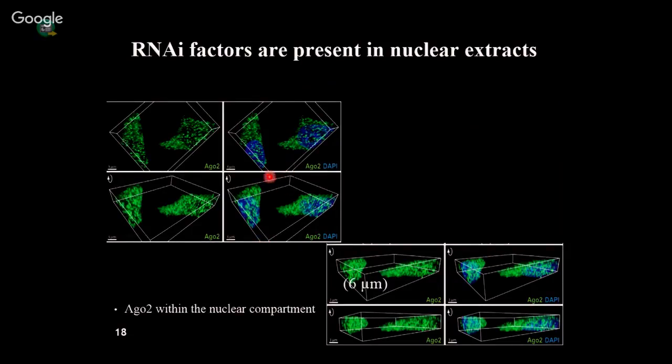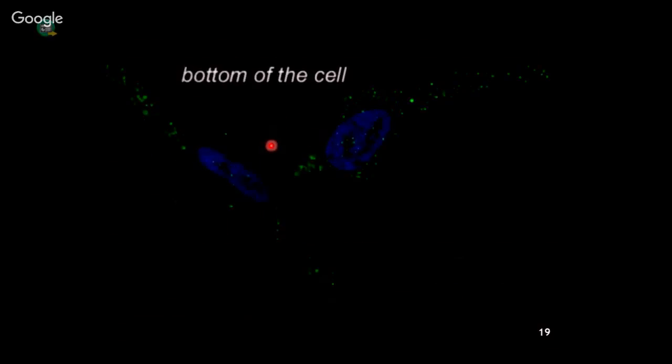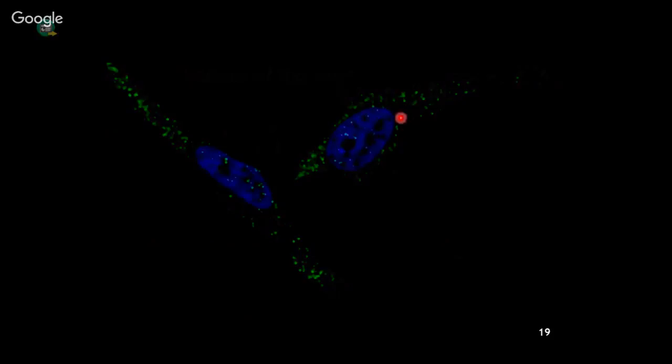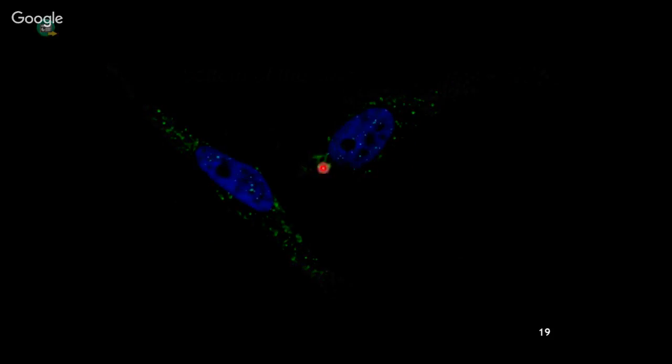And this is the result that showed in the nucleus. The blue one is DAPI, which marks the nuclei, and you can see the green one, AGO2 protein, is localized in the nuclei. So in this 3D image, you can see the RNAi factor AGO2 is within the nuclear compartment. And this video also shows that AGO2 is in the nucleus. This is a 3D imaging video.